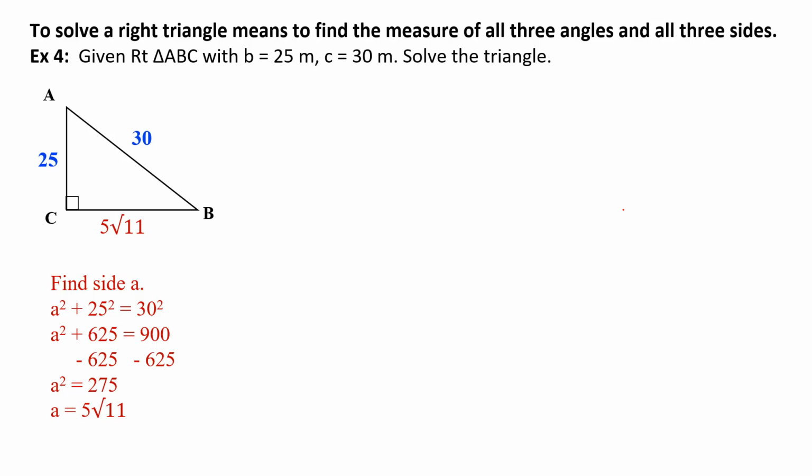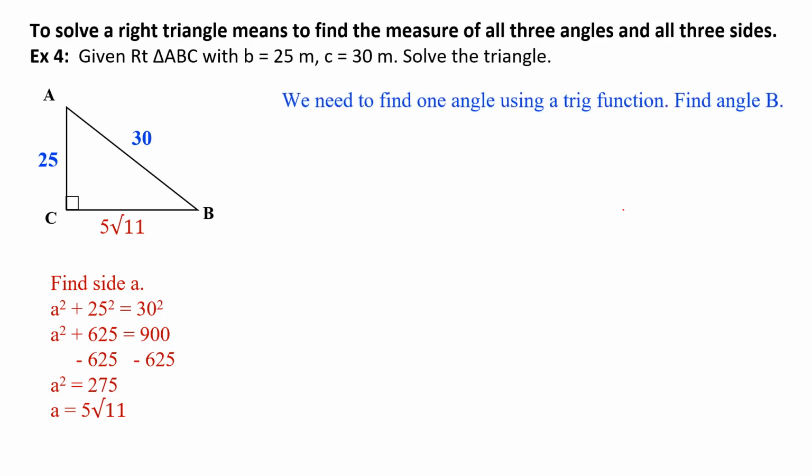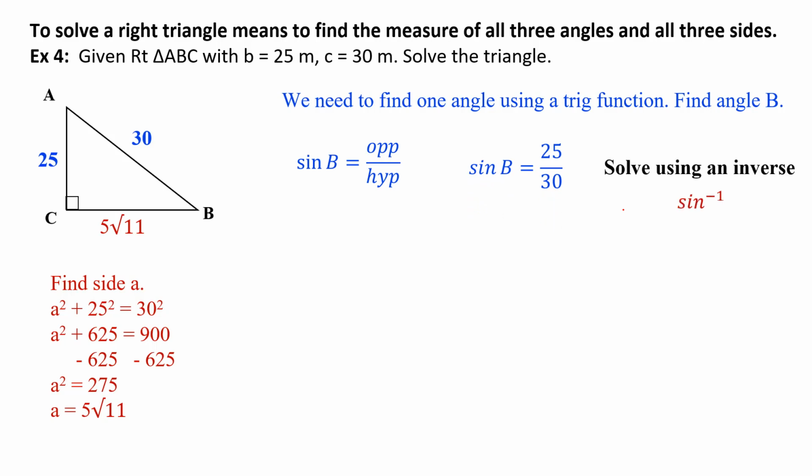Once I know side A, I can find either angle A or angle B. Again, I would pause the video and at least try one of them, either angle A or angle B. I'm going to look for angle B. So sine of B would be opposite over hypotenuse again, so I'm using the 25 and the 30. To solve that, I'm going to have to take the sine inverse of both sides.